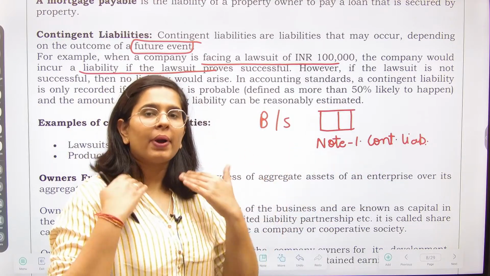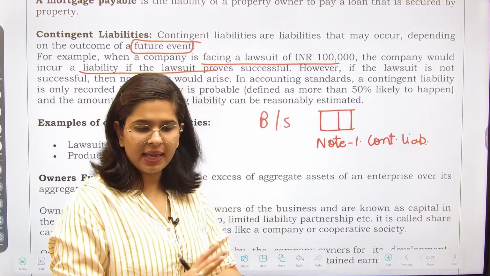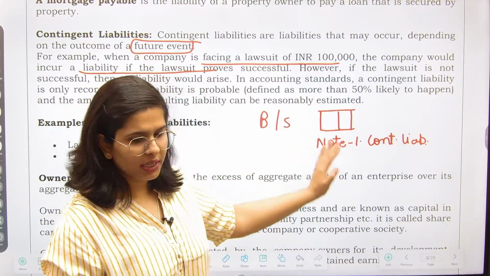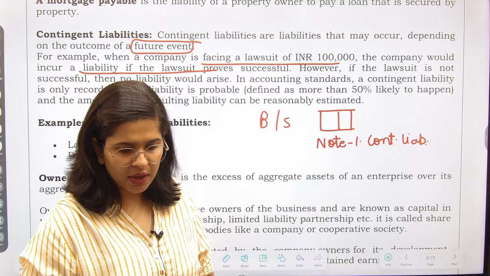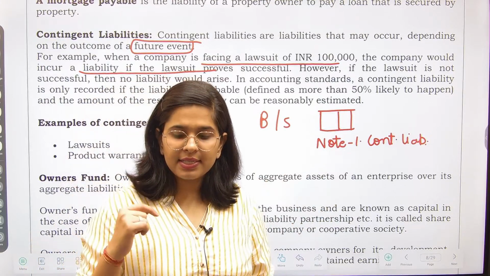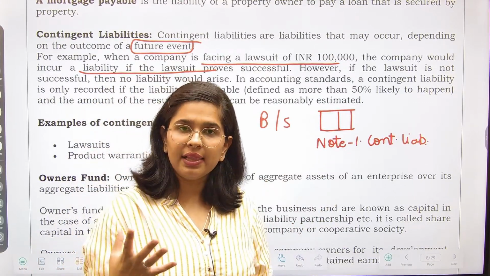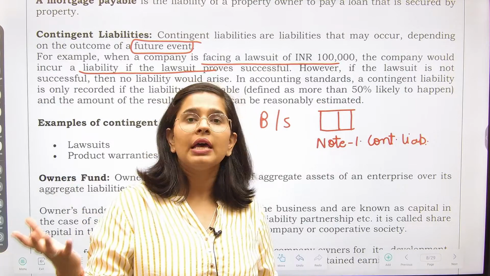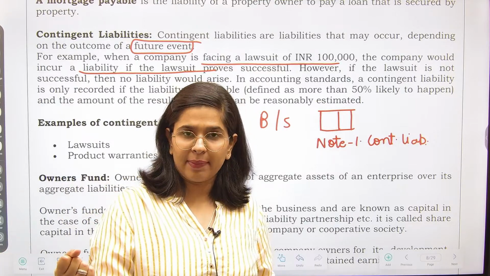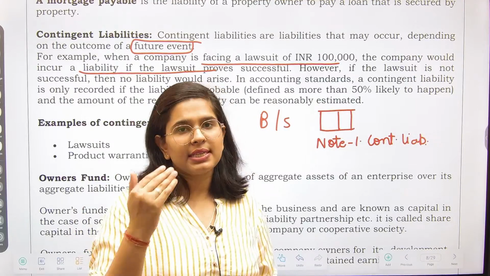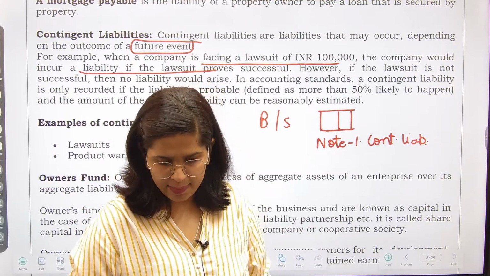Just so that the person reading knows that yes, this business also has some contingent liabilities, right? So this is made in order to tell the stakeholders who are seeing the financial statements that yes, this business is having contingent liabilities.